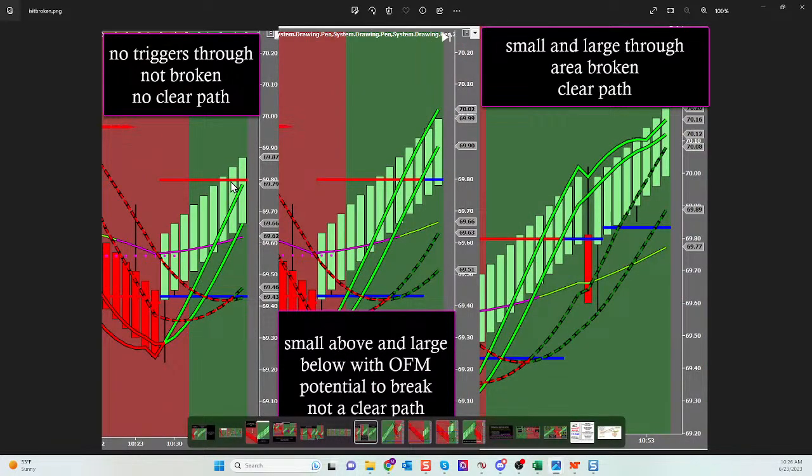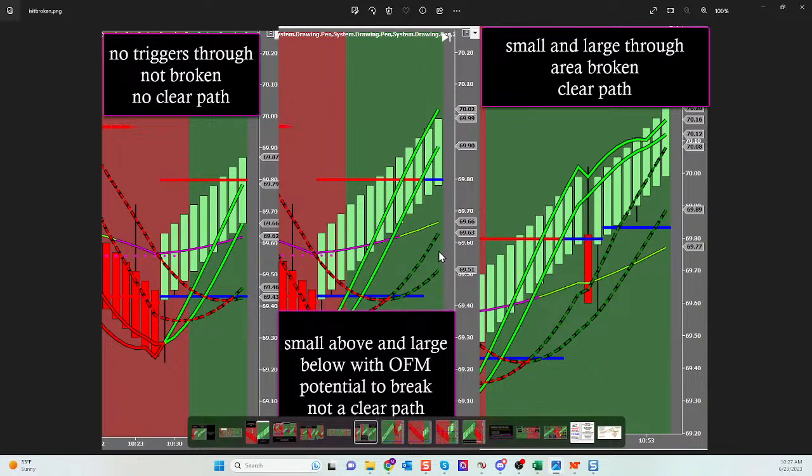No triggers means no trade, right? No clear path. Small and large through means that the path is clear. Go, go, go. When the small triggers break, but the large triggers don't, guys, this is what we call a medium probability trade. This is a 50-50 trade. It has nothing to do with your chances of survival. It's not a 50-50 coin toss. What it is, is 50% of your trigger lines have made it through the area.